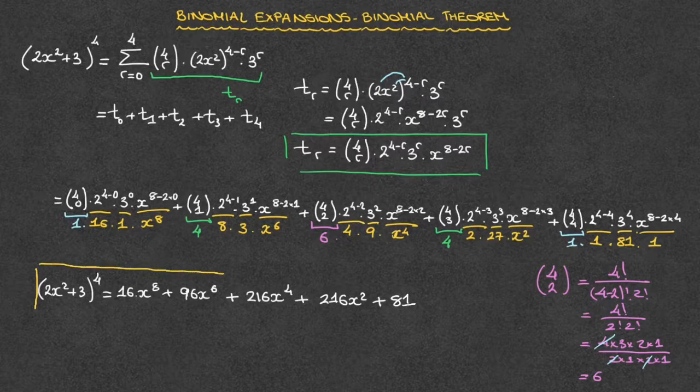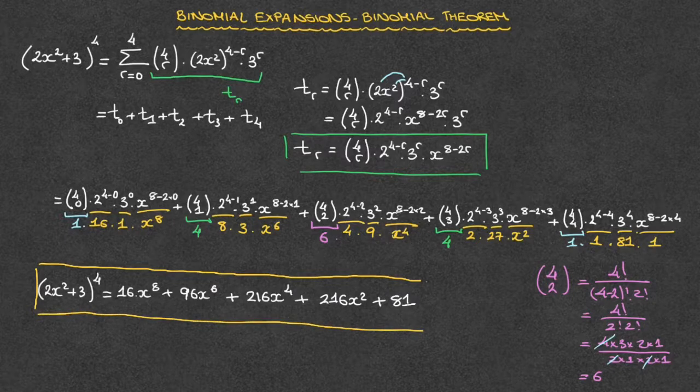We've written all of the terms in the expansion of 2x squared plus 3 raised to the power of 4 using the binomial expansion formula.